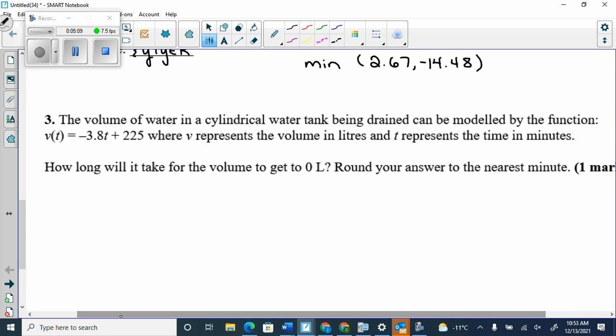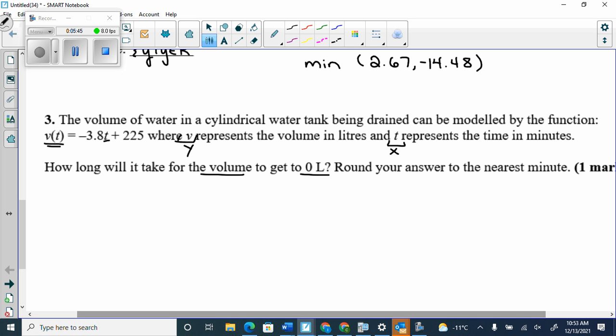Oh, it's a good one. Okay, the volume of the water in a cylindrical water tank being drained can be modeled by this function. It's draining, right? So it has a certain volume and then drains. Where V represents the volume in liters, so Y is V, and I always do this, I help myself out. So I know Y is V, the volume in liters, and T is where X would be. So T is X, and it represents the time in minutes. So I help myself out and know which is Y and which is X, because that's more helpful to me. How long will it take for the volume to get to 0 liters? What did they give me, X or Y?